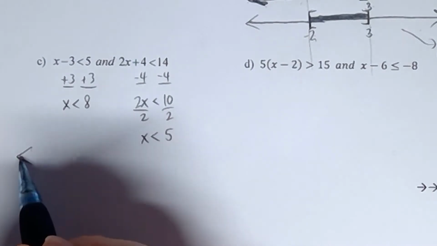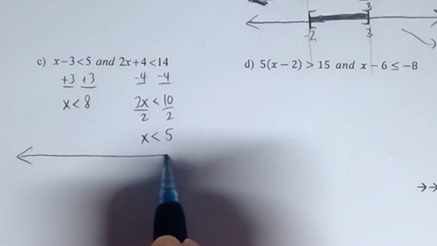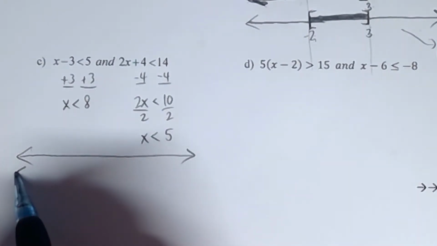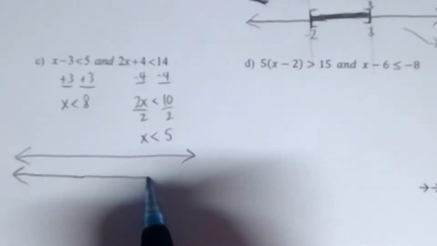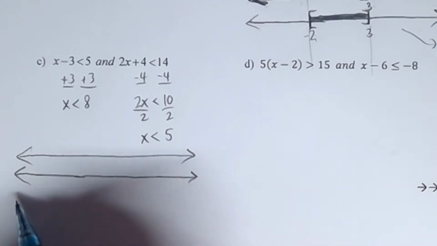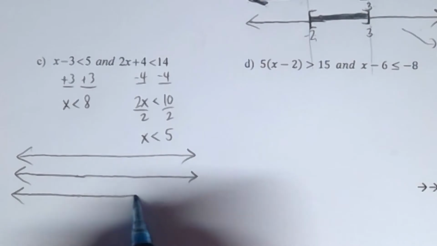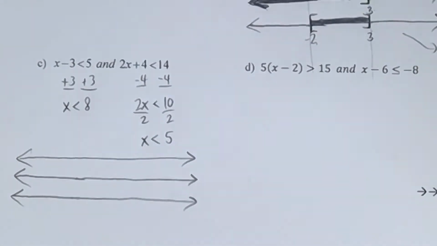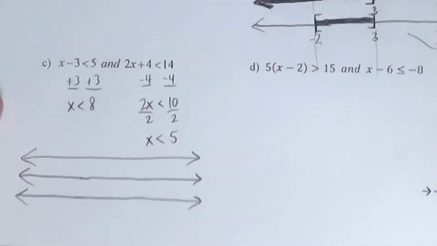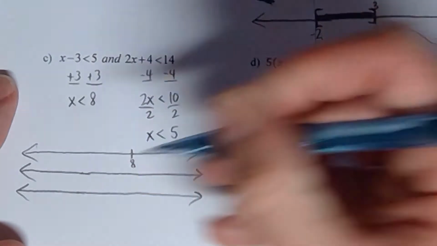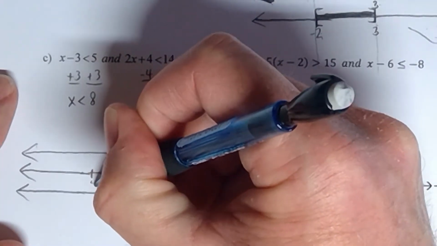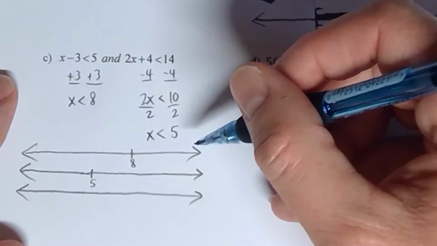So once again, we're going to do our 3 number lines anytime you have a compound inequality with the word and or the word or in between. Whenever you see that, you're going to have these 3 number lines that you have to do. The first 2 number lines are for figuring out the solutions to each of the individual 2 inequalities that you just solved.